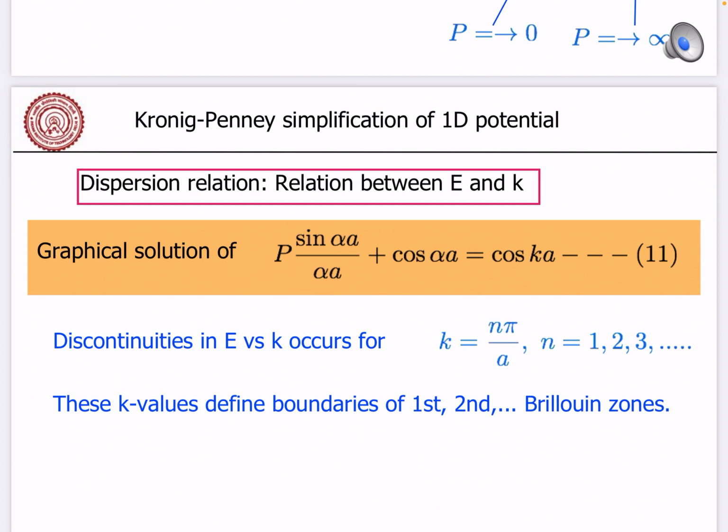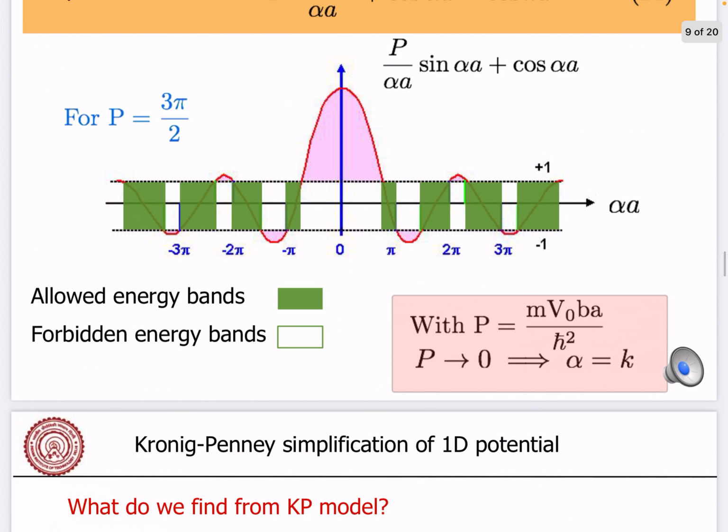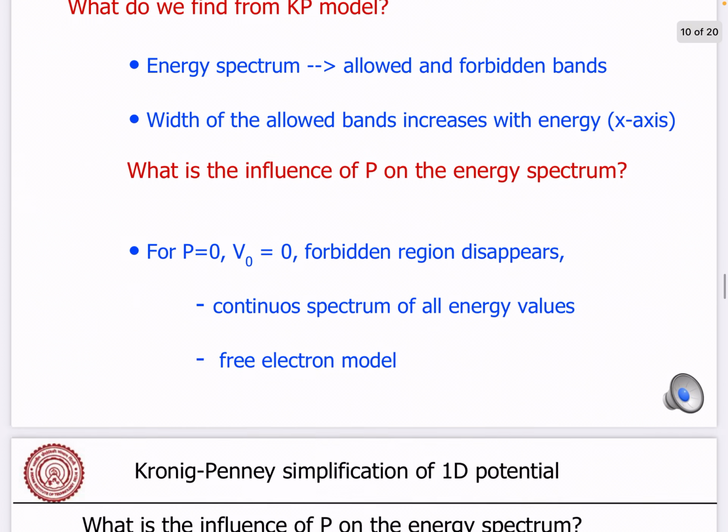So, this now means there are certain k values up to which these energies are allowed. Beyond that, at a certain k value, k equal to pi by a, or k a equal to pi, there is a discontinuity. You have seen that from that graphical picture. If I go back and look at this, you see there is a discontinuity at pi by a, when alpha p tends to be small, alpha will be equal to k. So, at k values, you have discontinuities at pi by a, for example.